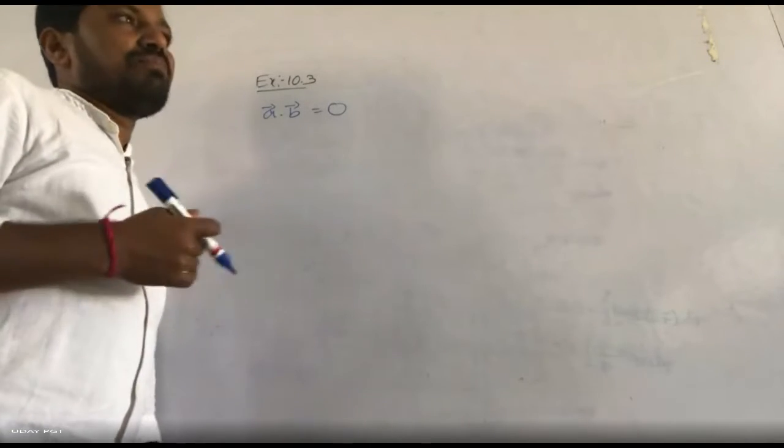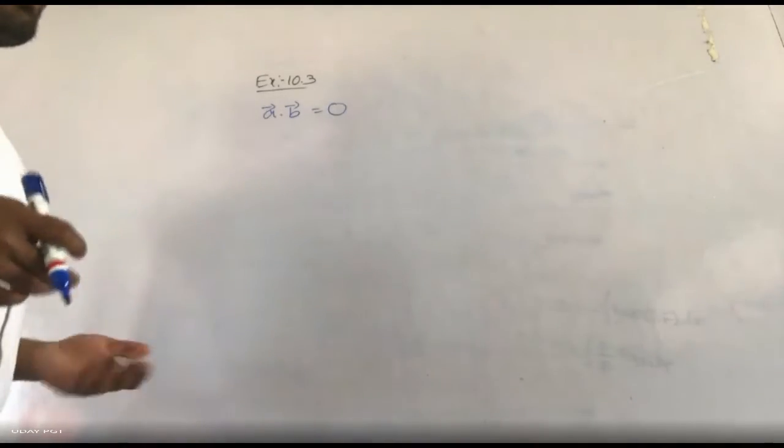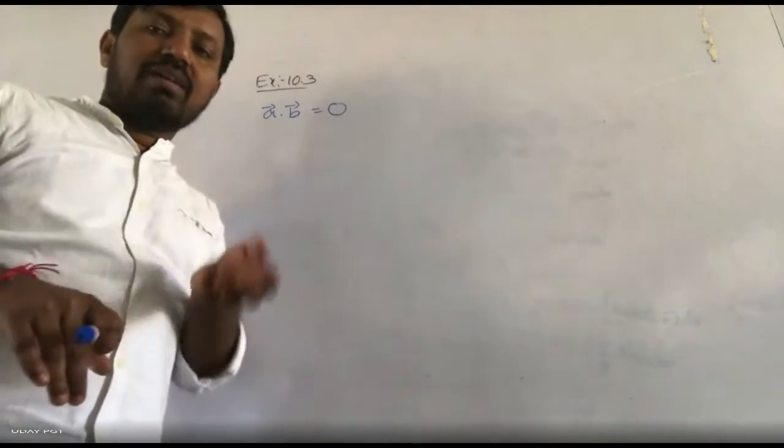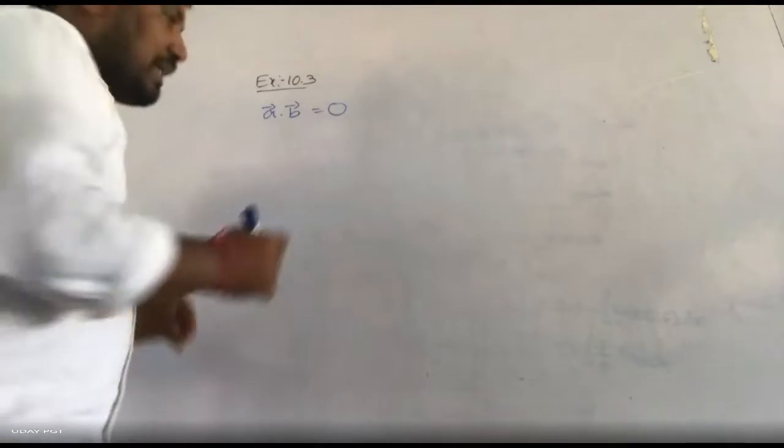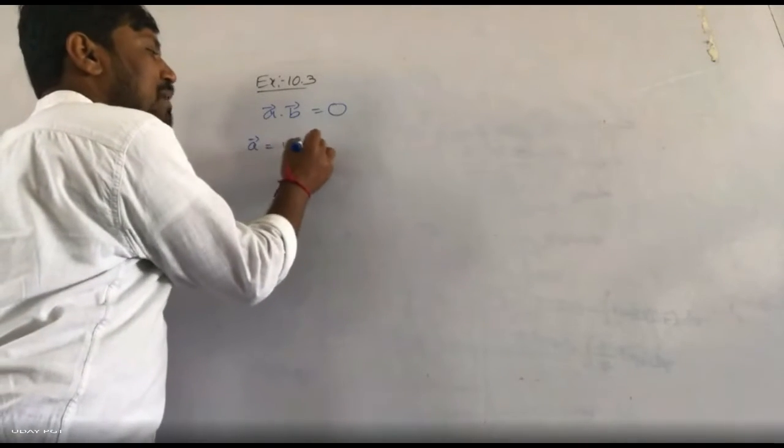Can you give one example of two vectors whose dot product is 0? Already we have given one example. A equals i plus j, you take.